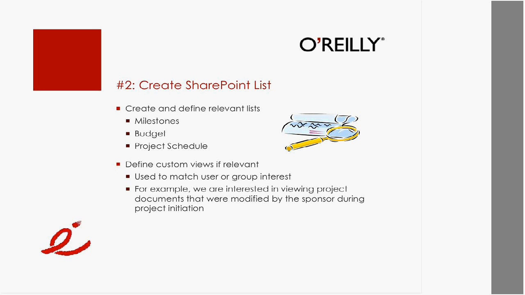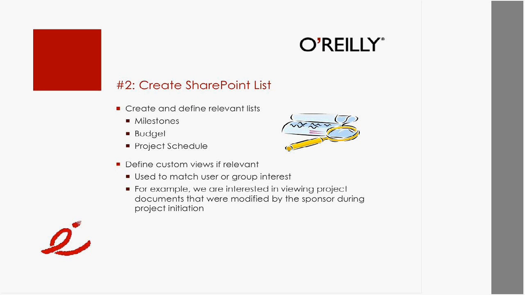What custom views are, these are used to match user or group interests. For example, let's say you're interested in viewing project documents that were modified by the sponsor during initiation, so you can create a view around that. That's what custom views are. Custom views exist for your SharePoint list, and you can create as many views as you want.